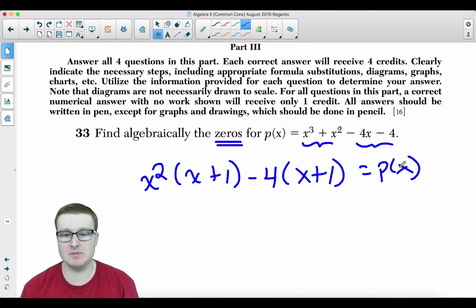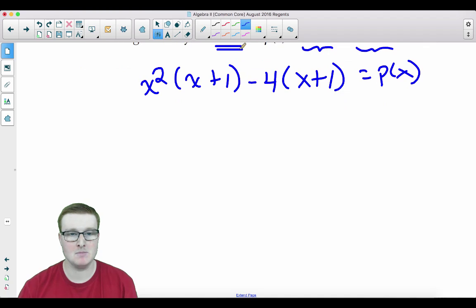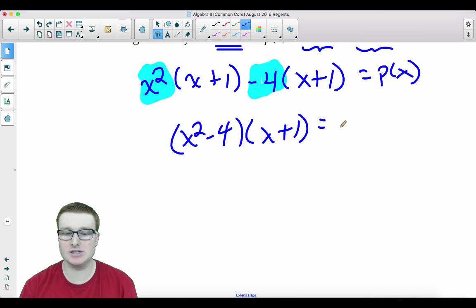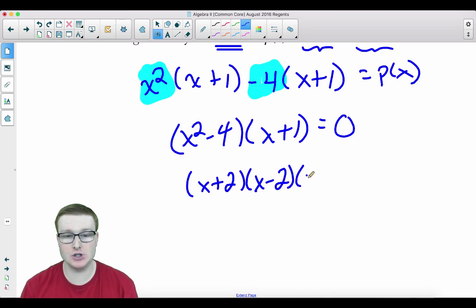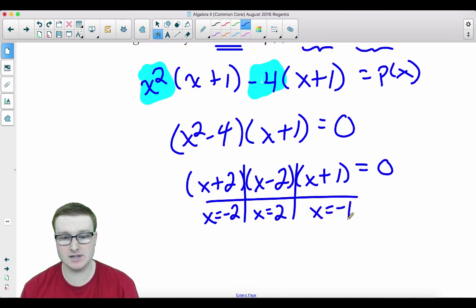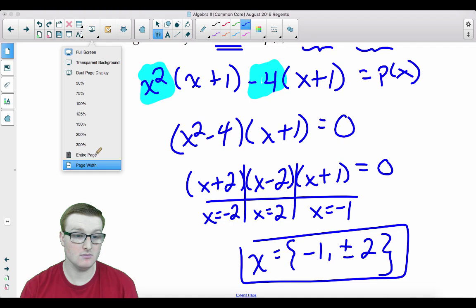But now we got to solve for the zeros, meaning that you got to set this whole thing equal to 0. But before that, we need to combine the x squared and the negative 4. So we get x squared minus 4 times x plus 1, and we just set it equal to 0. Let's solve for it. We get x plus 2, x minus 2. I got that by using the difference of two perfect squares. And then x plus 1 carries along for the ride. Set it equal to 0. Do your t-chart. You're just taking the opposite of what the factors are. So this is x equals negative 2, x equals positive 2, and x equals negative 1. Ladies and gentlemen, these are your zeros. X is equal to the set of negative 1 and plus and minus 2. And that's your answer. Okay, not too bad.